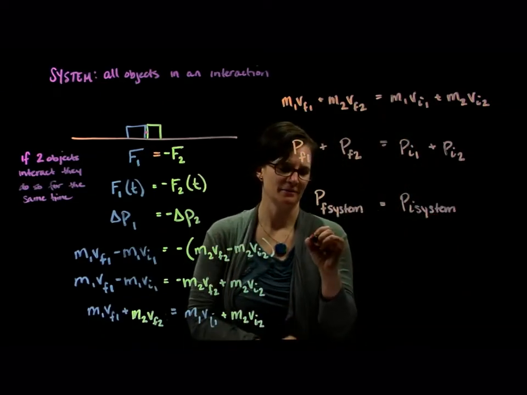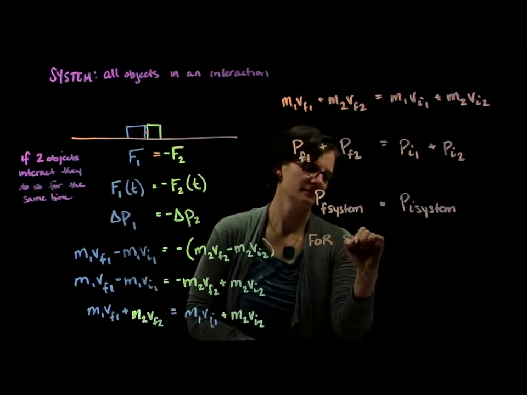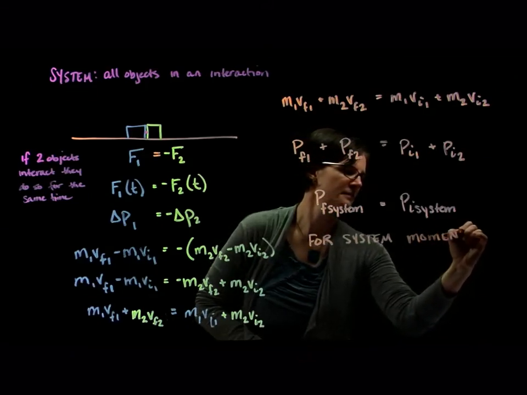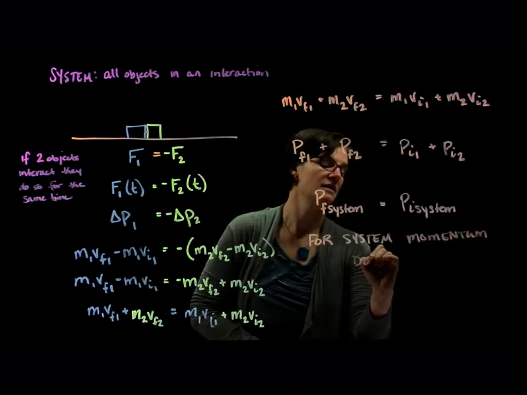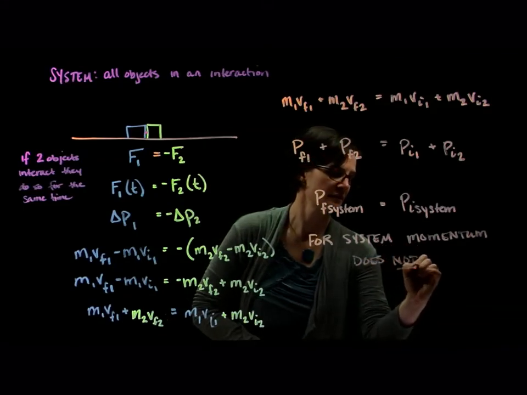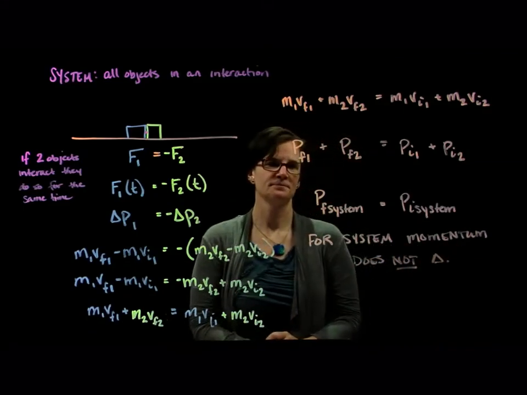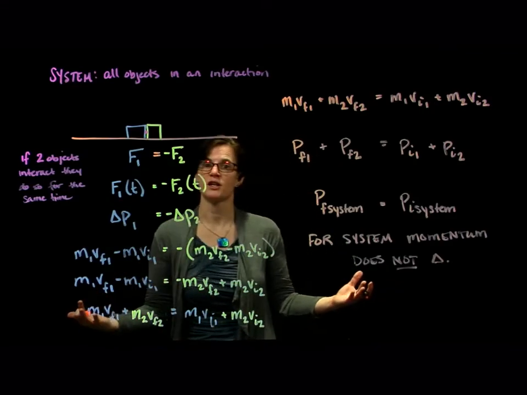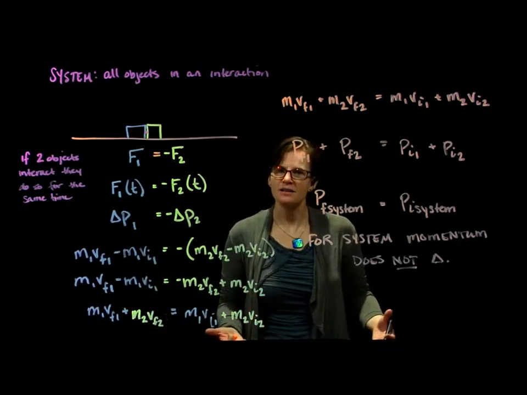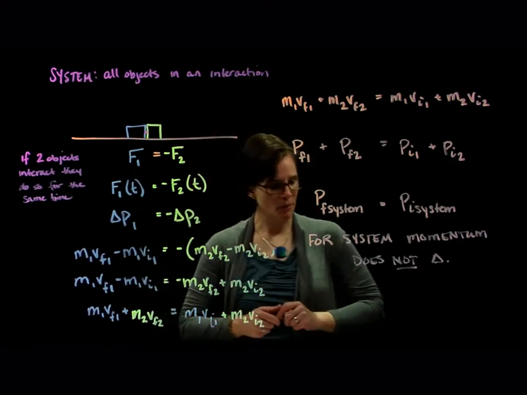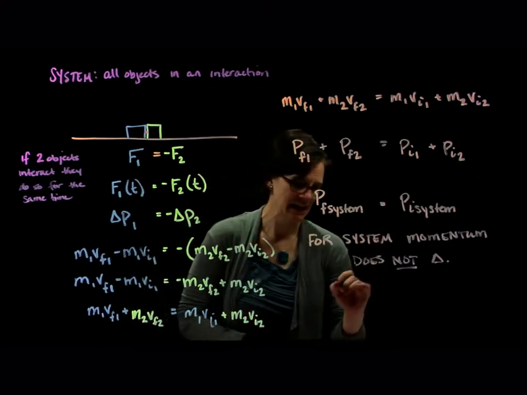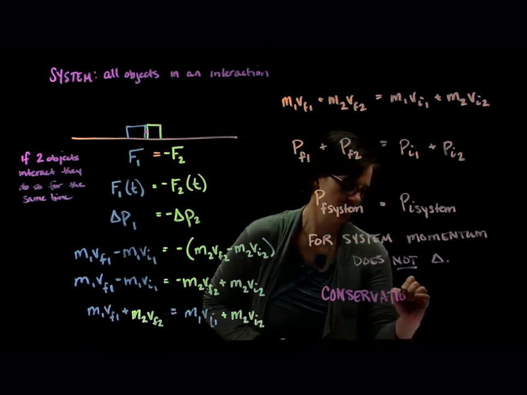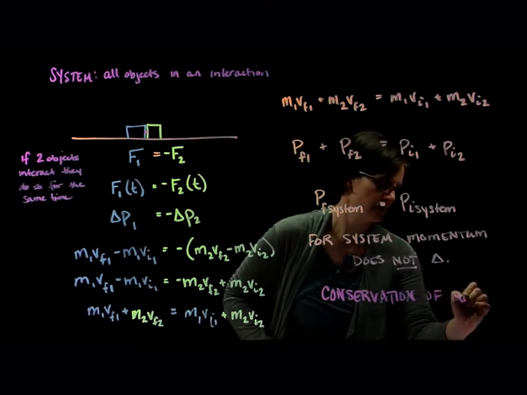For the system, momentum does not change. Any one object within the system, the momentum can change. But for the system, it does not. And this is a very important principle in physics. This is what is known as the conservation of momentum.